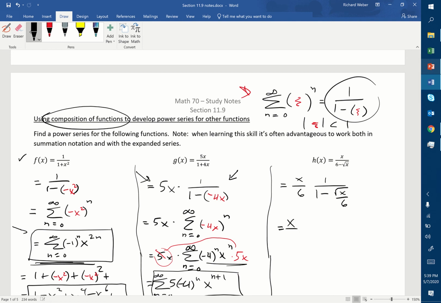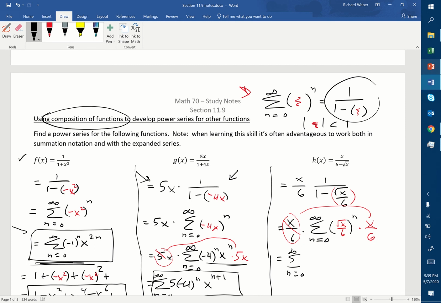So what we have is x over 6 times the series, n is 0 to infinity. And this time it is being raised to the n power. What's being plugged in this time? This guy right there. It's radical x over 6, like so. And this time I'm just going to clean it up. That means I'm going to take this bad boy and bring him in as times x over 6. So we will get the series n, 0 to wherever you want to go.